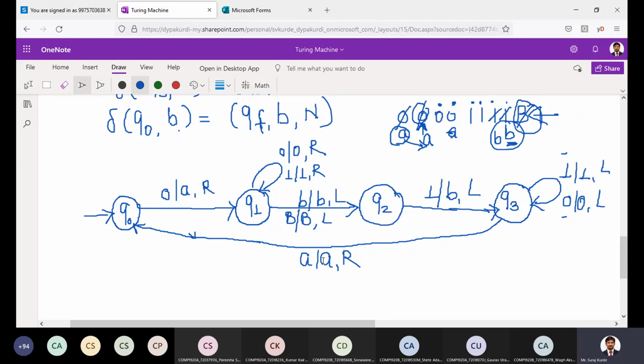So here it will find A. Keep A as it is. Go to the right cell. Here on the right, if it finds 0, then again replace with A. Go to the right until it finds small b. To the left of small b, it is 1. Replace with B. Go to the left. While moving to the left, it may read 0 and 1. Keep them as it is until you find A. Then go to the right cell.